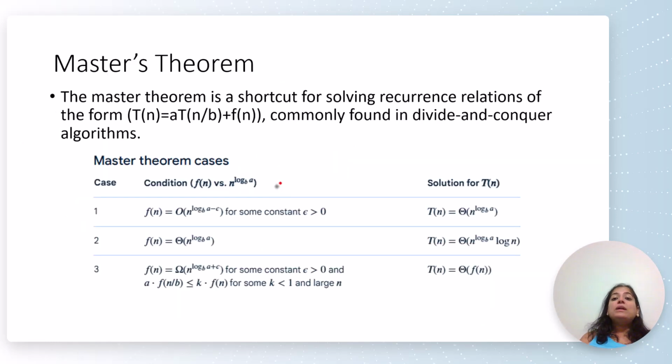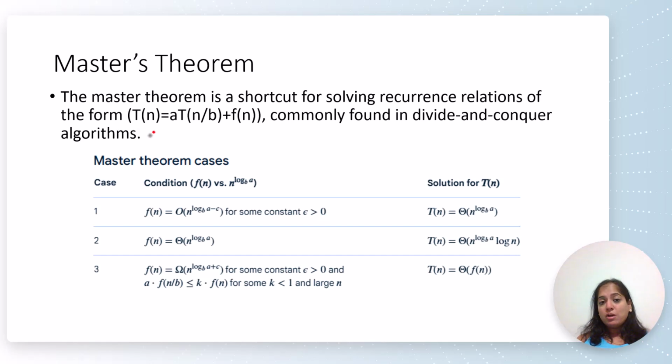Now, to calculate the complexity of merge sort, one of the easiest ways of calculating is the Master's theorem. So let me give you a brief introduction about the Master's theorem, how it works. Basically, Master's theorem is a shortcut to solve recurrence relations, as our merge sort is a recurrence relation. So we use it to solve such types of equations.